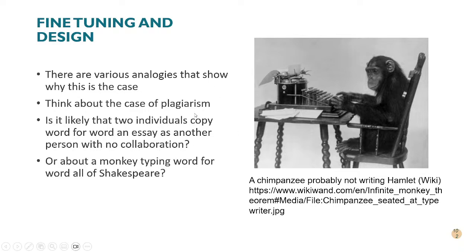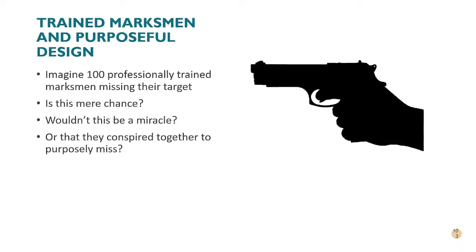It is nearly impossible for a chimp to type out, word for word, all of the works of Shakespeare. Take the analogy of a trained marksman, or specifically 100 professionally trained marksmen. If they were to miss their target that they had to kill, would you say this was mere chance, or would the person surviving say, I survived due to chance? No, obviously this would be either a miracle or that they conspired together to purposefully miss.